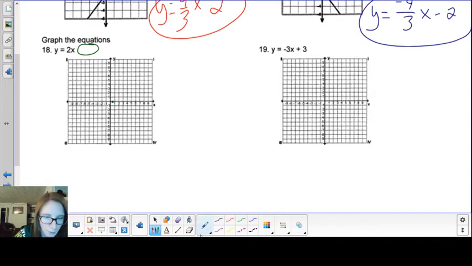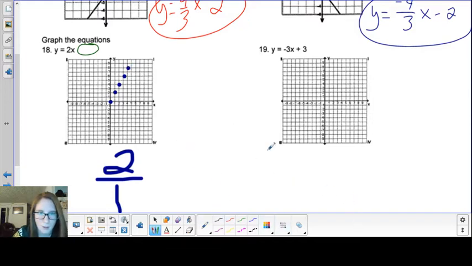Oh, okay, that's not going to work. We're going to try it with the mouse. And then from there, I'm going to go my slope of 2/1. So I'm going to go up 2 to the right 1, up 2 to the right 1, up 2 to the right 1, up 2 to the right 1. And then I'm going to connect my line as best as I possibly can. Okay, that's not too bad, given the fact that I did that with a mouse.